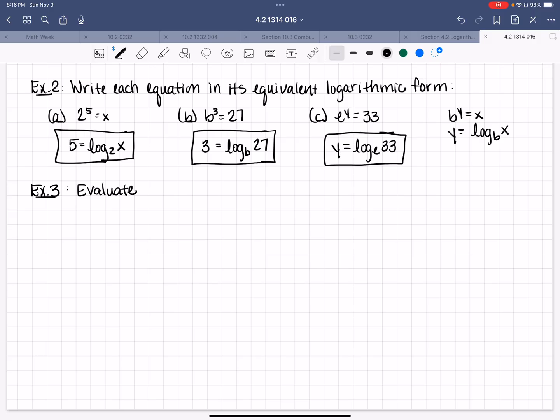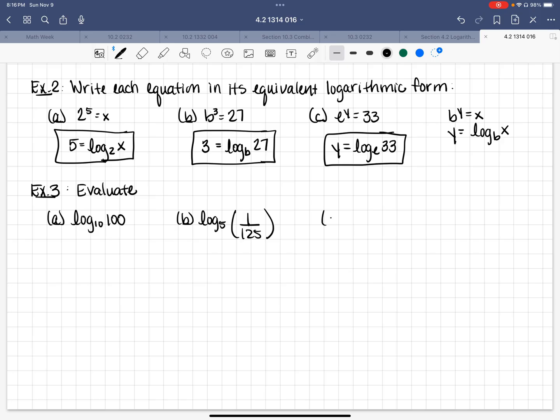Okay, A, I have log base 10 of 100. B, I have log base 5, I'm sorry, log base 5 of 1 over 125. It's a little late. Should have recorded earlier, guys, I'm sorry.